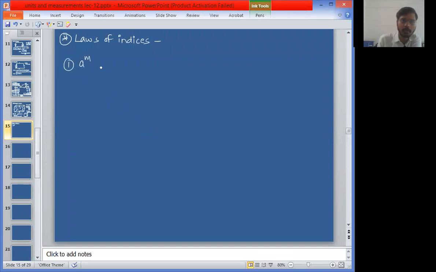Just keep on writing. Number 1, a raised to m into a raised to n is equal to a raised to m plus n. Example, 5 raised to 8 multiplied by 5 raised to 7 is equal to 5 raised to 8 plus 7. And the statement for how to remember it: base same, multiplication, addition of indices. If base is same and there is multiplication, you can do the addition of indices.